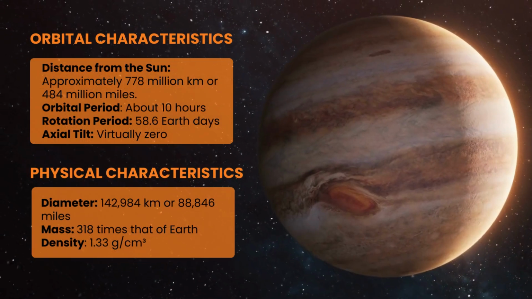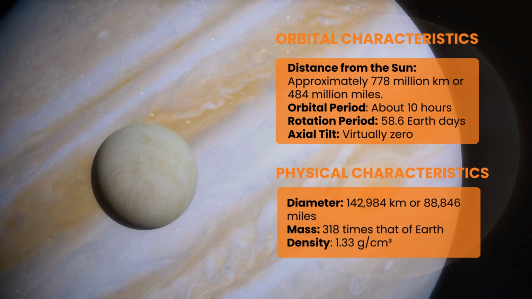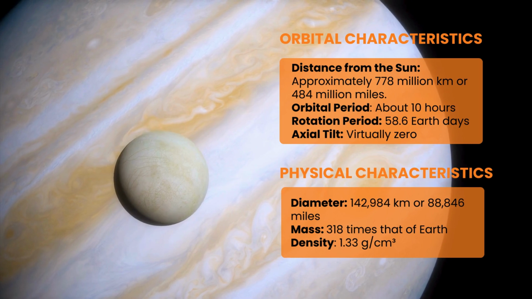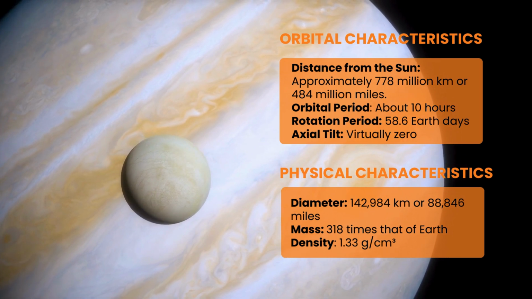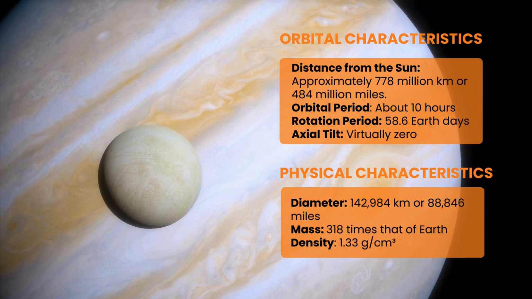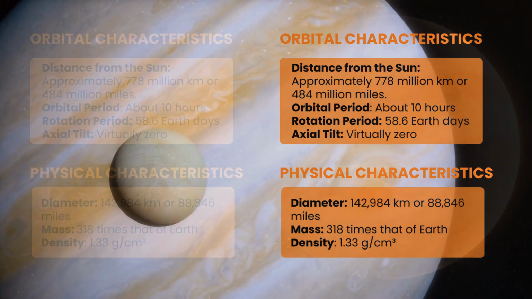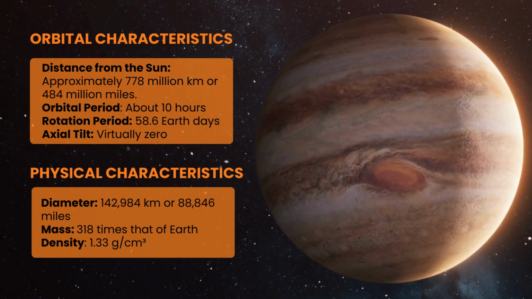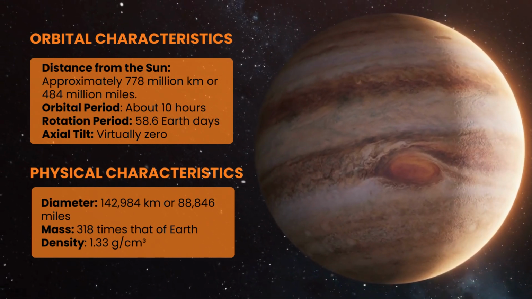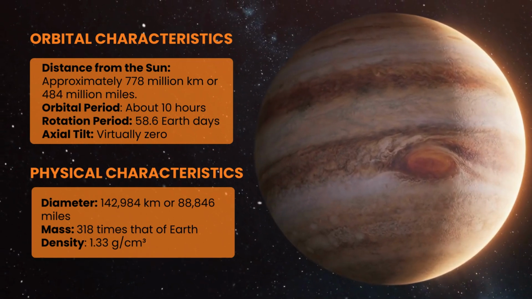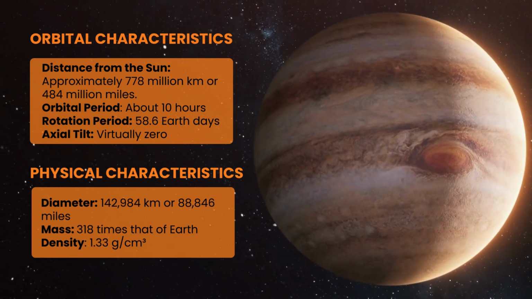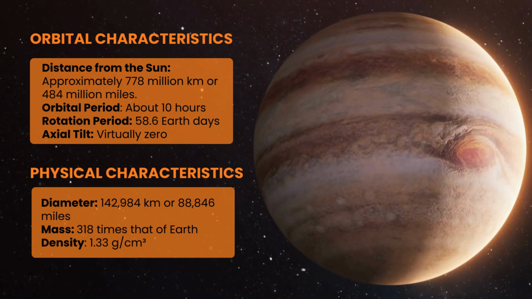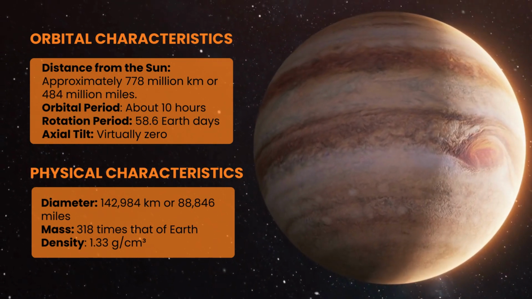Orbital characteristics. Distance from the Sun, approximately 778 million kilometers or 484 million miles. Orbital period, about 10 hours. Rotation period, 58.6 Earth days. Axial tilt, virtually zero. Physical characteristics. Diameter, 142,984 kilometers or 88,846 miles. Mass, 318 times that of Earth. Density, 1.33 g/cm³.